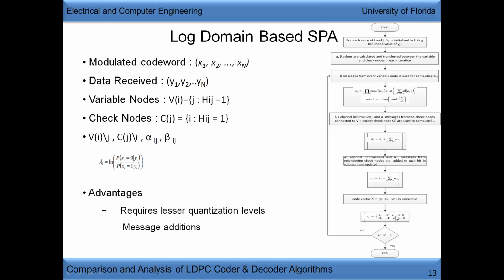And to check if the calculated code is valid, the following condition, that is H dot x transpose, should be equal to 0. If it is equal to 0, then the decoding has happened correctly and the algorithm has completed the decoding process. The advantages of this decoding process are that it requires lesser quantization levels and it is less sensitive to quantization effects. It does its computation based on message additions instead of message multiplications, and it takes a lesser number of clock cycles, thereby saving more power, and power dissipation is also reduced.